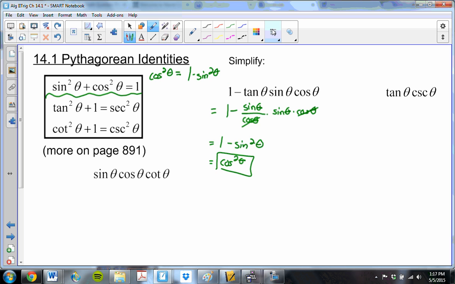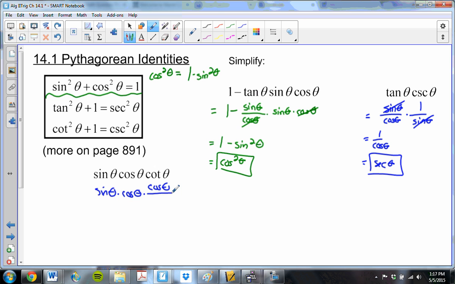I'll do the next problem on the right. Tangent is sine over cosine. Cosecant is 1 over sine. The sine on top cancels the sine on the bottom, and you get 1 over cosine, which is secant. So it simplifies to the secant of theta. Here I have sine theta times cosine theta, and cotangent is really cosine over sine. I know tangent is sine over cosine, so cotangent is cosine over sine. The sine here cancels this sine here, and this is just cosine squared.